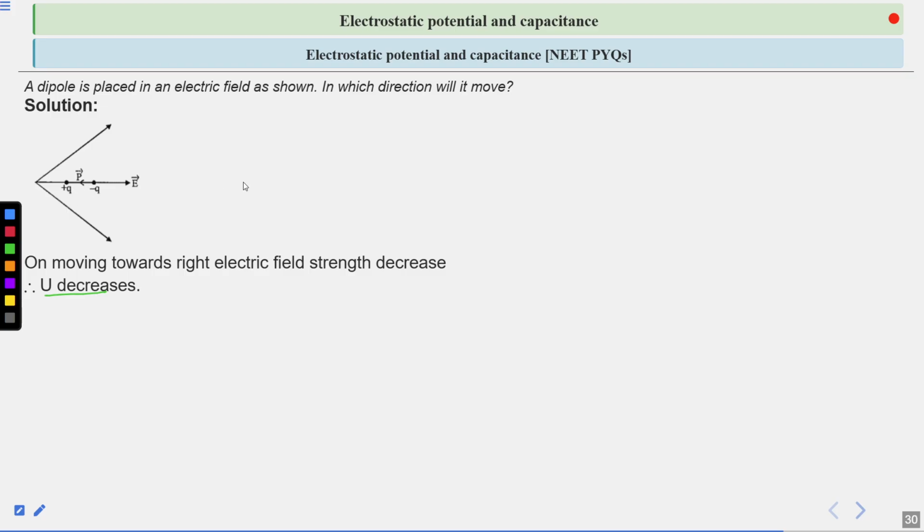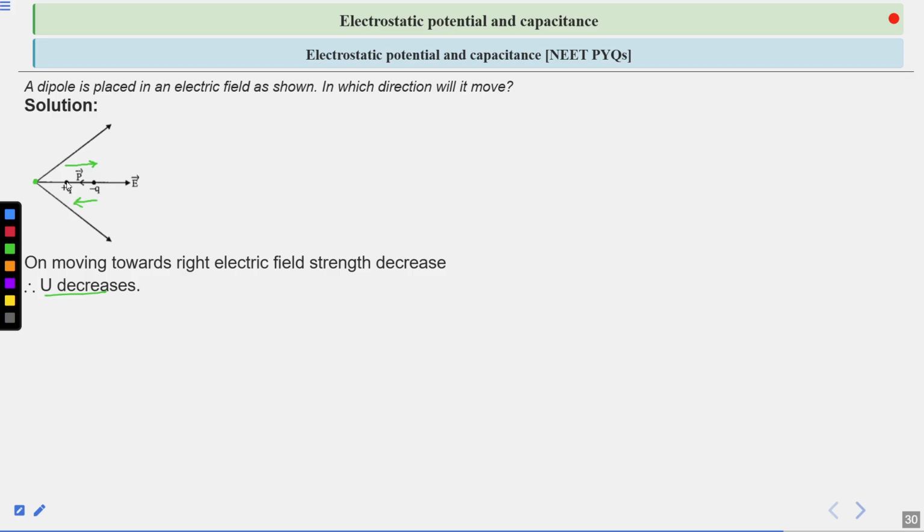Now, in which direction will it move? It will move in the direction of the electric field, because its potential energy is decreasing in this direction. Also, you can see this is a positive charge, and here is the source charge, which is also positive because the electric field is radially outwards. So this positive charge is near the positive source charge, and it will experience force in this direction. This negative charge will experience force in this direction.